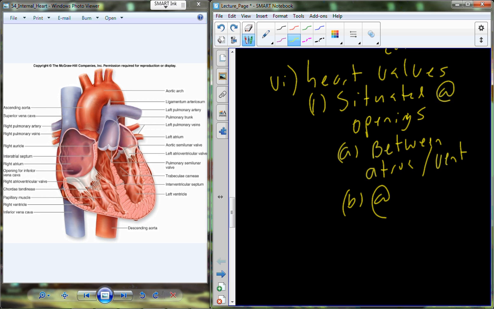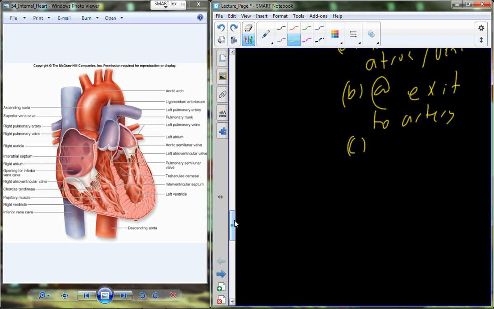And at the exit to arteries. Now, in the case of the right ventricle, that artery is going to be the pulmonary trunk. In the case of the left ventricle, that artery is going to be the aorta. Now, note that there are going to be no valves at the veins.